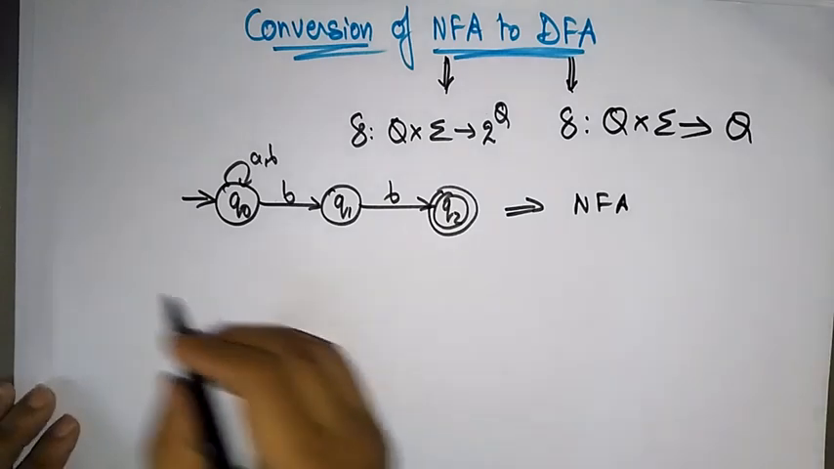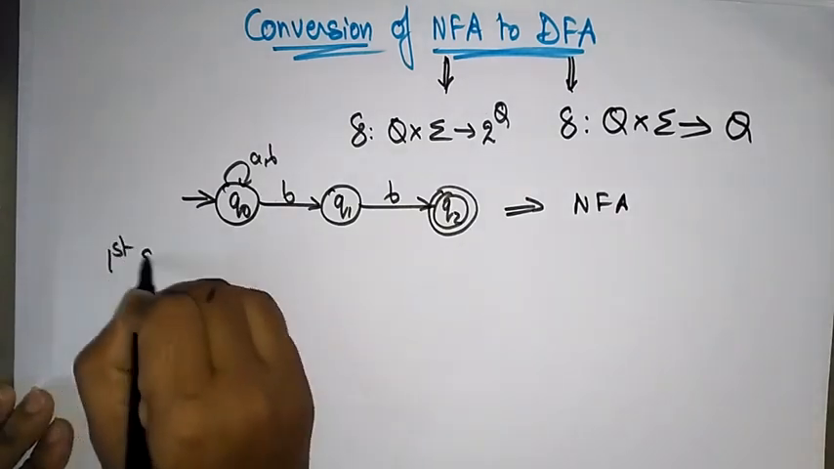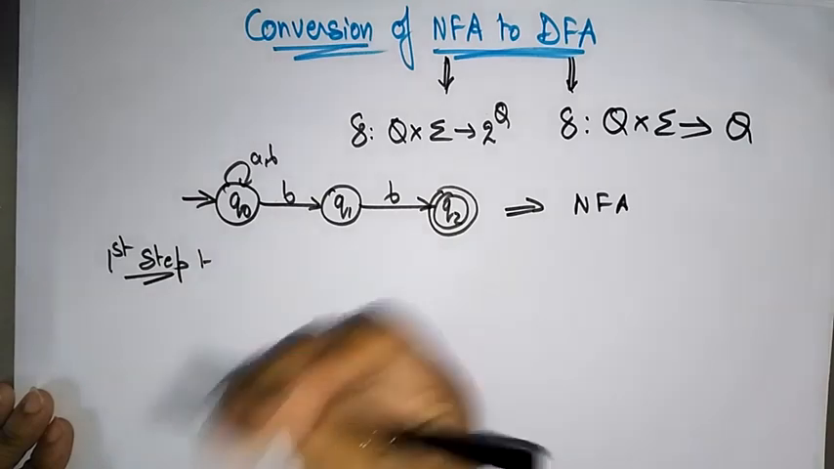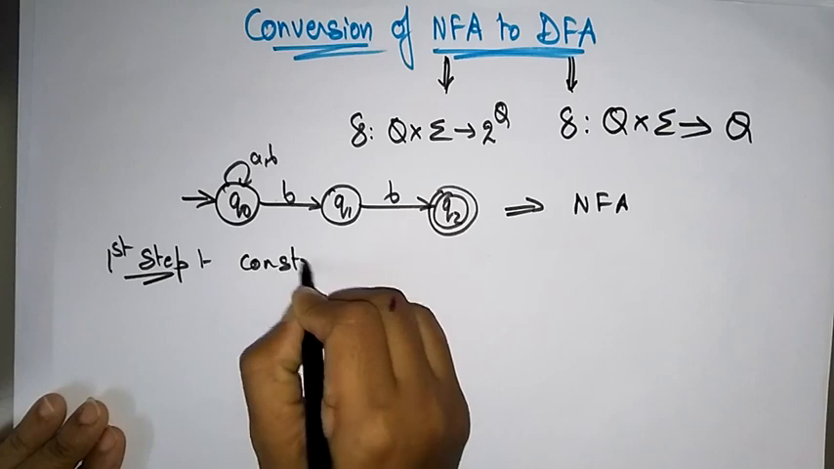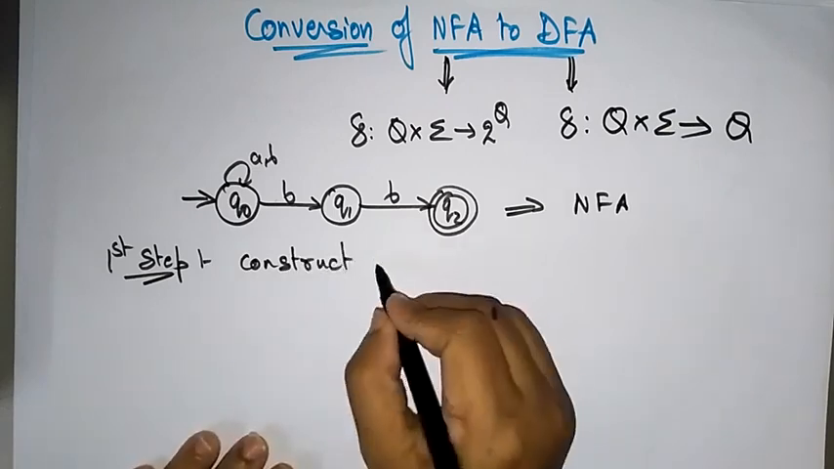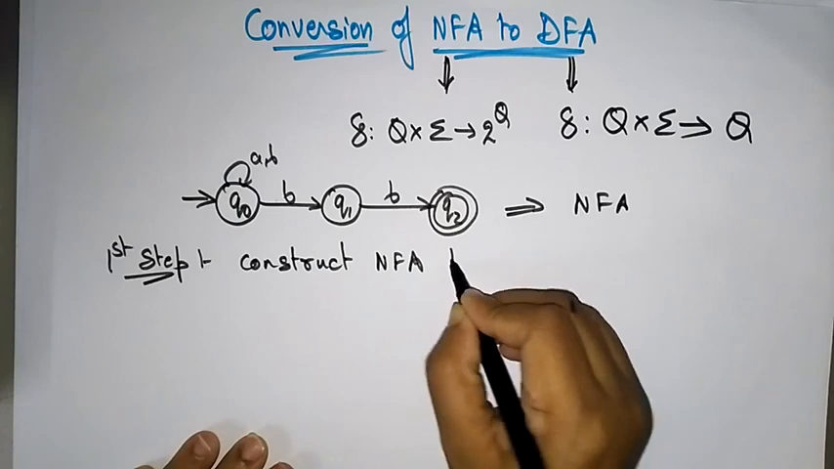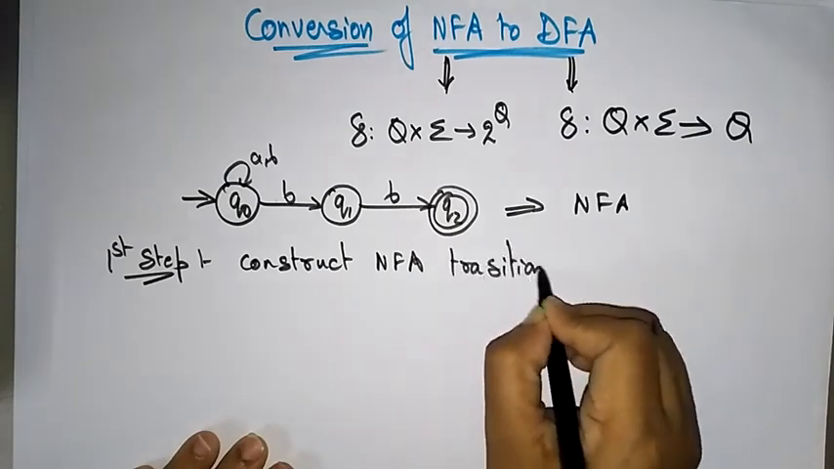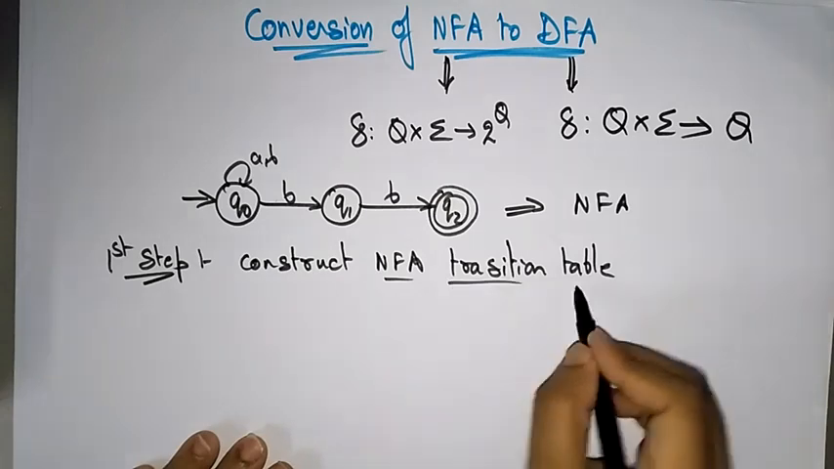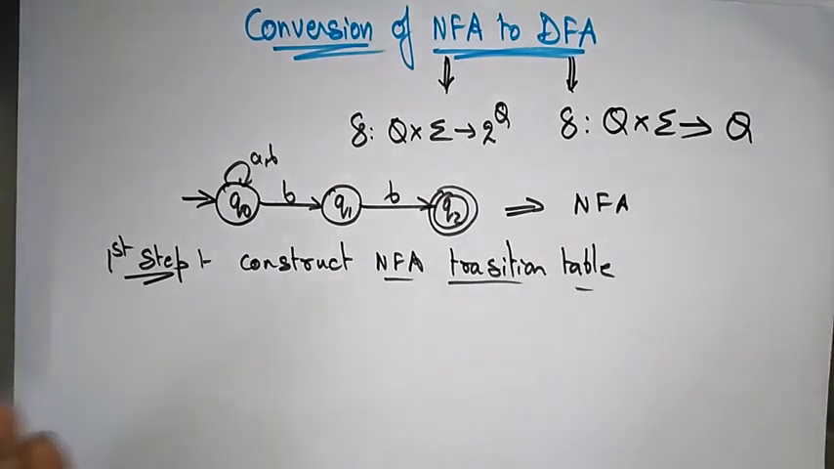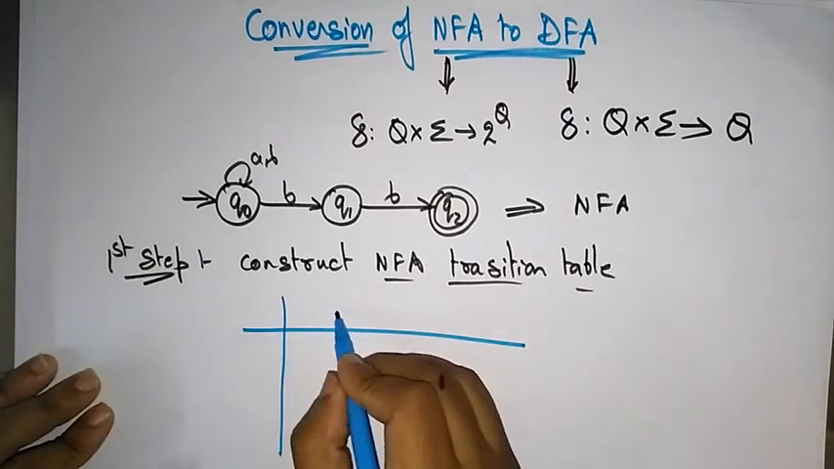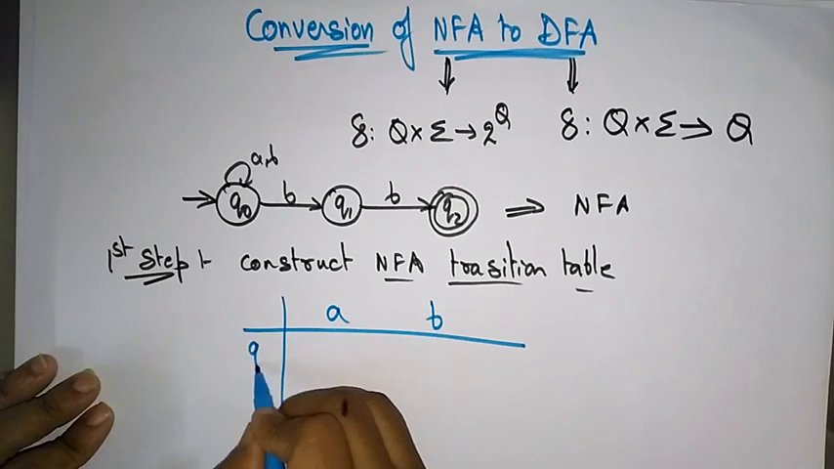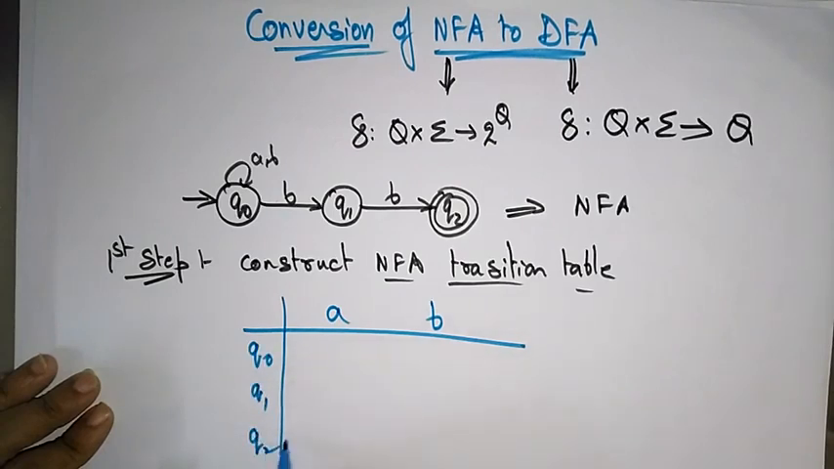The first step is to construct the NFA transition table by seeing this transition diagram. With the help of the table, I am going to convert the NFA to DFA. So what's the transition table for the NFA? Here inputs are A, B and the states are Q0, Q1 and Q2. Q0 is the initial state and Q2 is the final state.